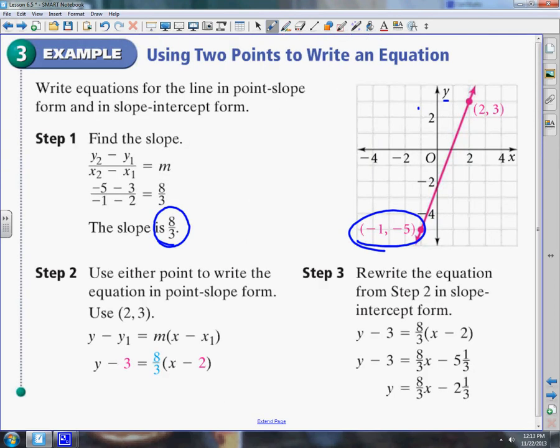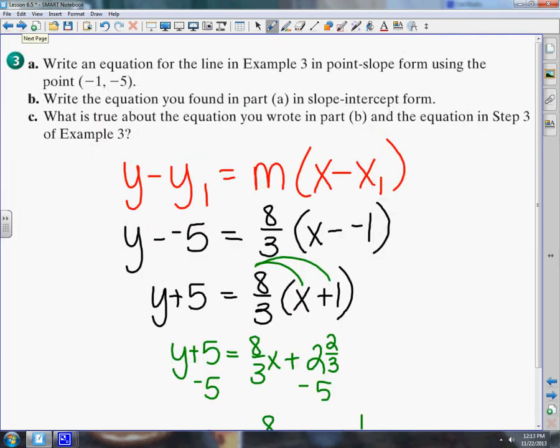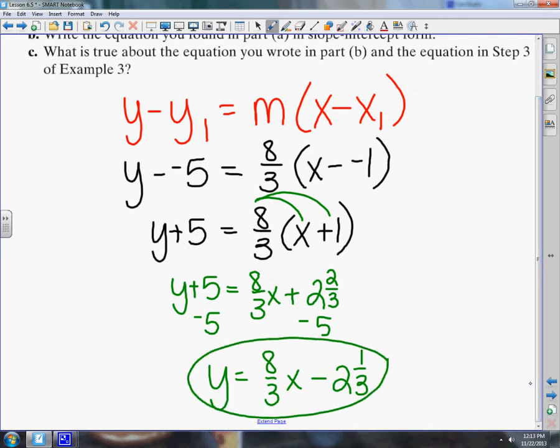So look, what do you notice? It's the exact same equation. 8/3 x minus 2 1/3. Exact same equation, but I used the different point. It doesn't matter what point you use, you'll still get this same equation if you write it in slope-intercept form.